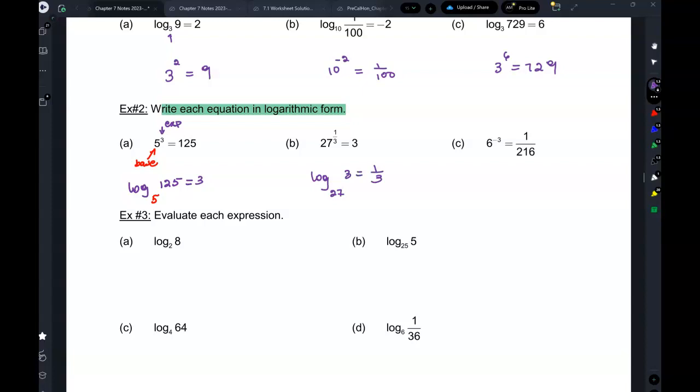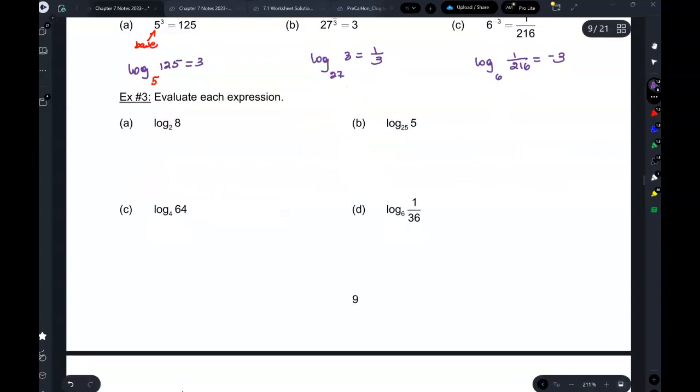Good. Log base what? Of 1 over 216 is the exponent. Okay, the answer to a logarithm is always an exponent. All right, so here, evaluate. Evaluate means find the answer, but we just said the answer to a logarithm is an exponent. So what exponent of 2 gives you an 8? It's as simple as that.